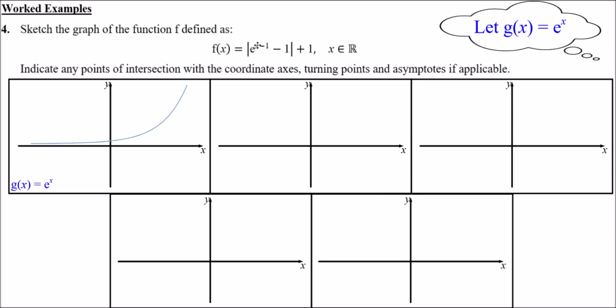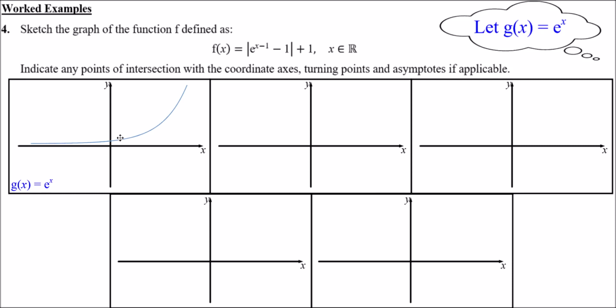So e to the x minus 1 would be obtained if we did g of x minus 1. G of x is e to the x, so g of x minus 1 would translate to e to the x minus 1. So let's graph now g brackets x minus 1. If it's g of x minus 1, that actually means we're going to add 1 to the x values.